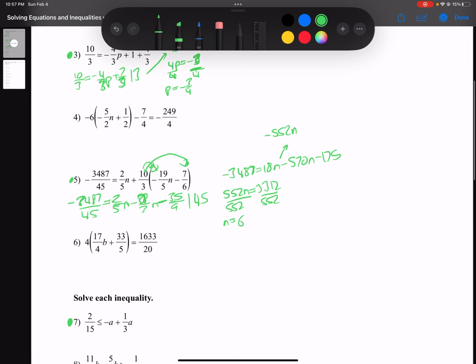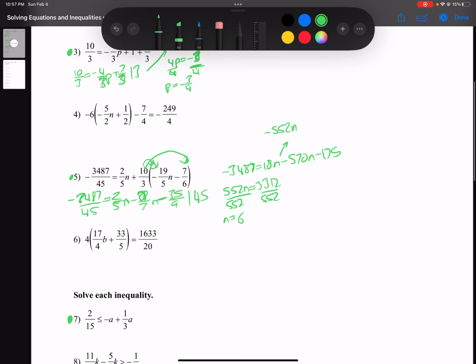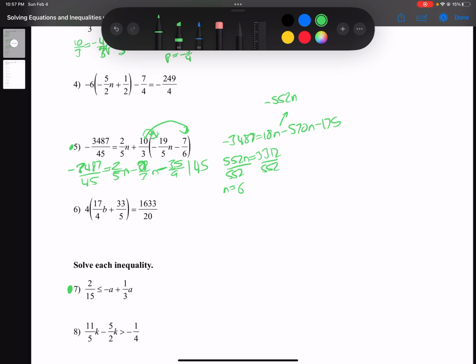Last question, question number 7. So question number 7 says 2 over 15 is less than or equal to negative a plus 1 over 3a. So what I'm going to do here first is multiply by 15. So when we multiply by 15, we get 2 is less than or equal to negative 15a plus 5a. So when we do that, we can just combine the a's. So it's going to be 2 is less than or equal to negative 10a.